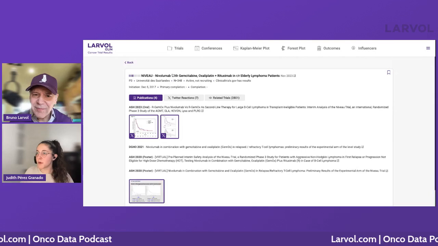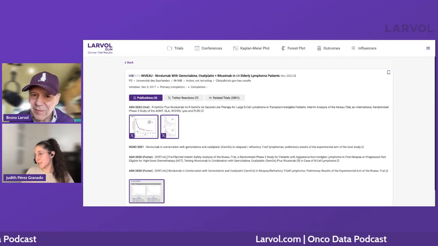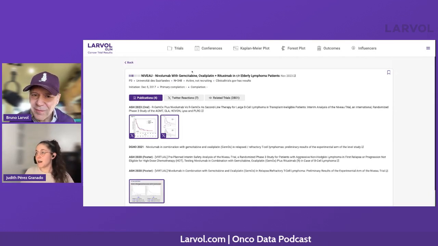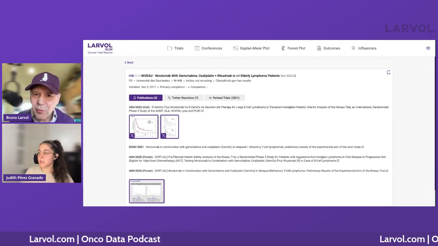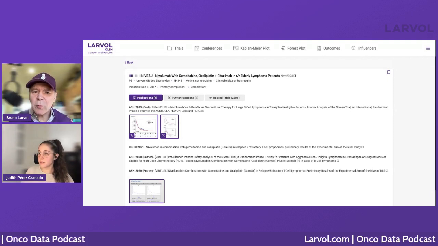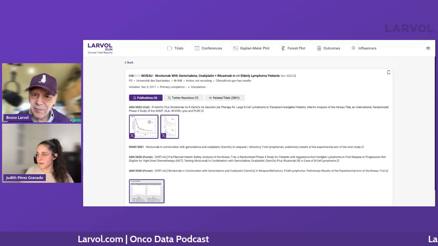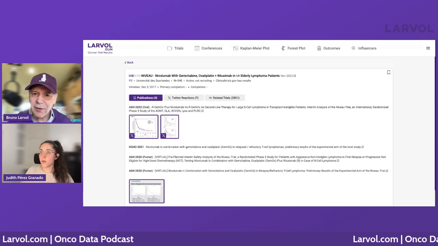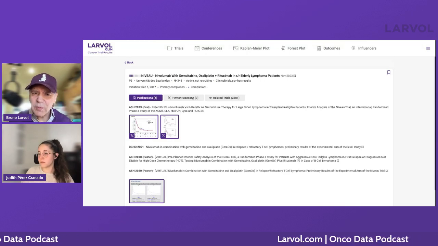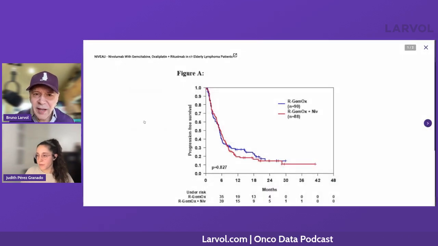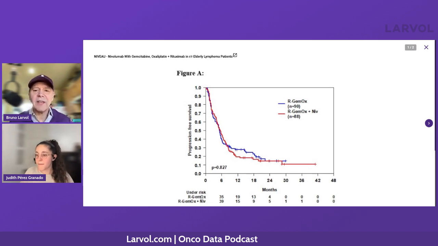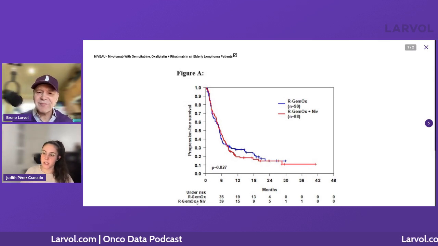It was Nivo with gemcitabine and oxaliplatin, plus another drug. We could also get into clinicaltrials.gov and see. It was an RCT. It looks like a control curve, right? The title is misleading. It's with or without Nivo. So Nivo doesn't help. You can see it here.